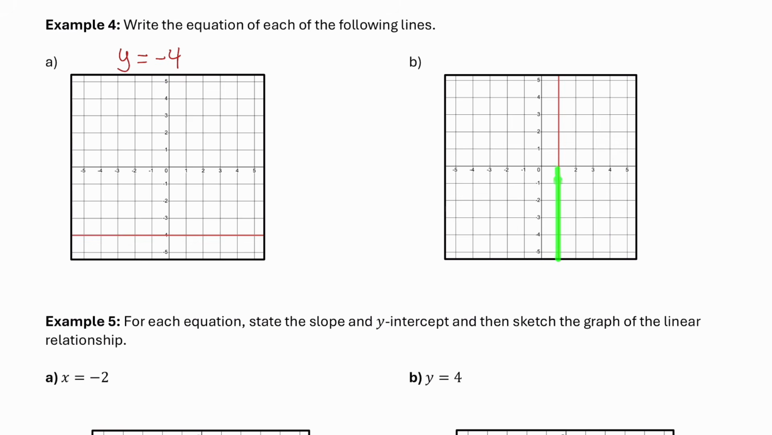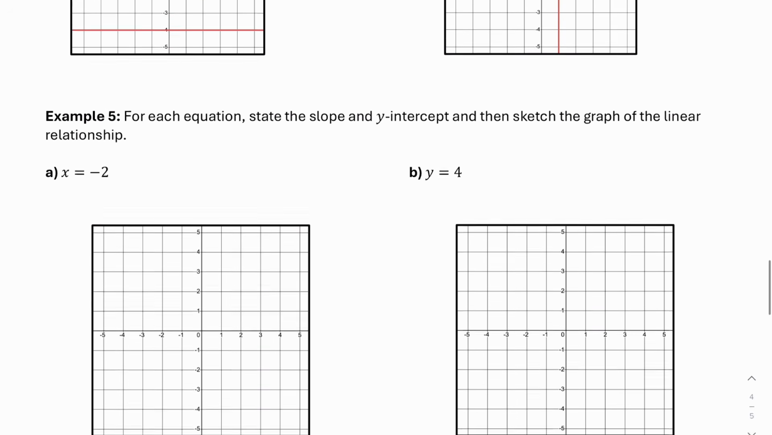But this line here in part B is a vertical line. Notice for this line, the x-coordinate of every single point on this line is always 1. So I can define that line as the line x equals 1. And that's it. That's as easy as it is to find the equation of horizontal and vertical lines. Let's see if we can graph some horizontal and vertical lines.